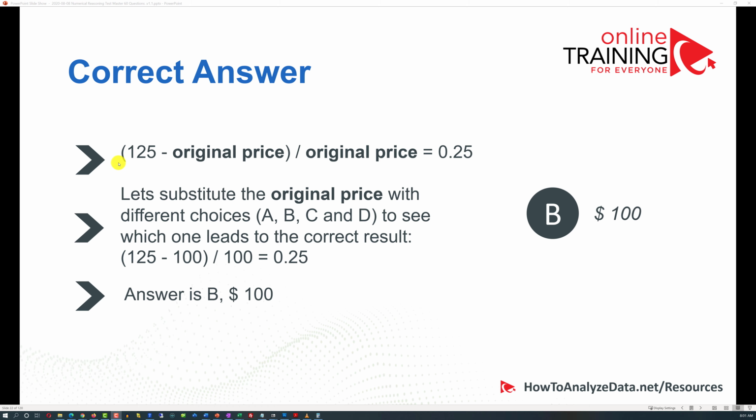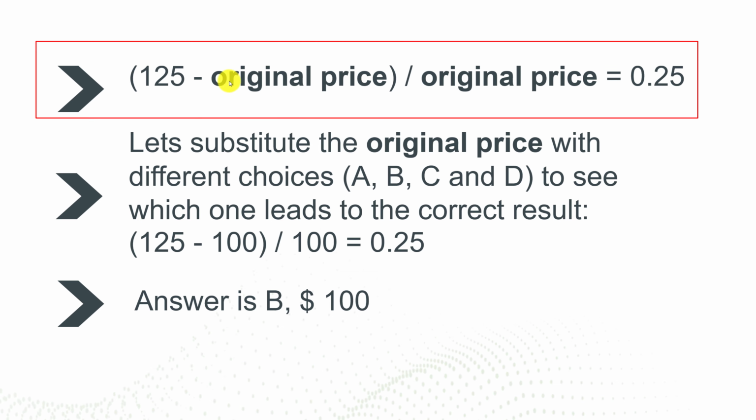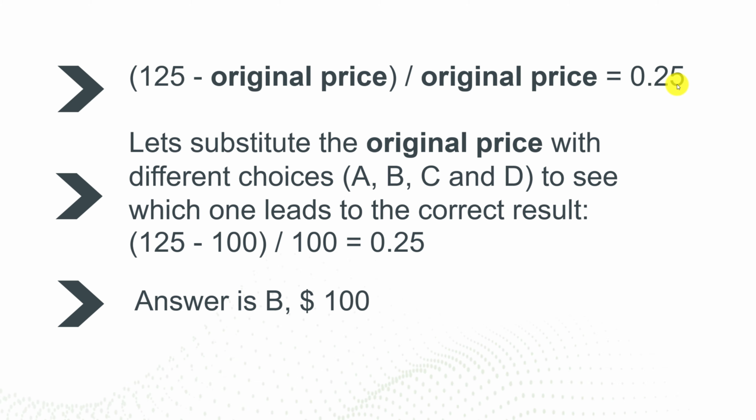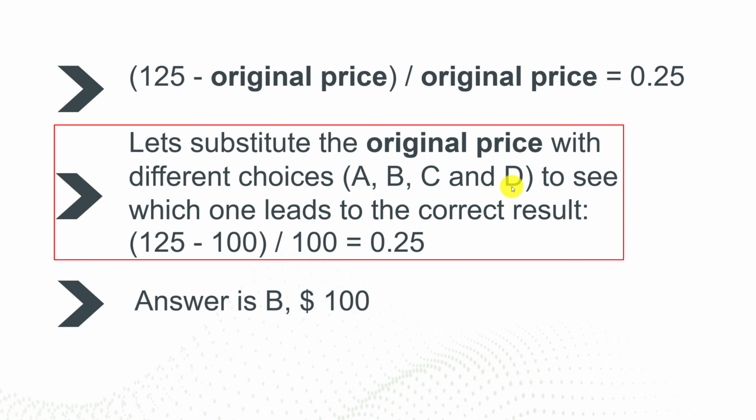Let's look at the formula which calculates the percentage increase. (125 minus original price) divided by original price is equivalent of 0.25, which represents 25% increase. So what you can do, and this is one of the tricks to answer these types of questions, if you don't want to get into the business of calculating through the formulas, you can just substitute the original price with different choices A, B, C, and D to see which one leads to the correct results.